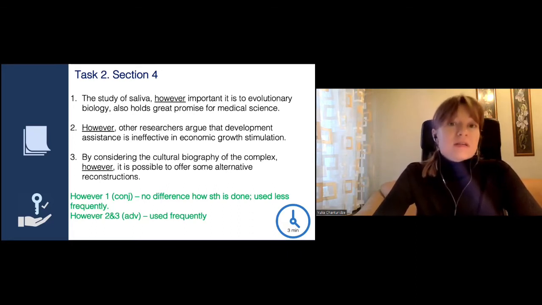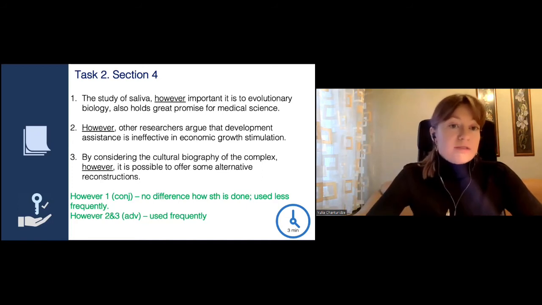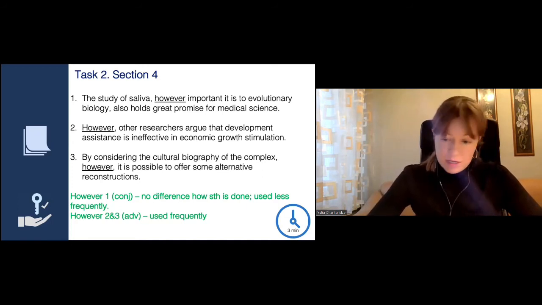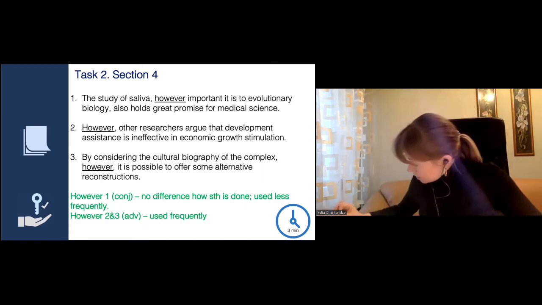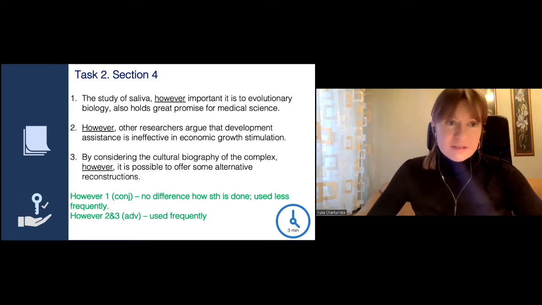And this however, in this meaning, is used less frequently in academic writing. I have found only very few cases. So again, let's keep it for oral communication or less formal texts. The other 2 are adverbs, and they're used very frequently. And if you remember, however, is one of the most frequently used linking devices in academic texts as well as in other texts. I think it's one of the most frequent adverbs used ever.